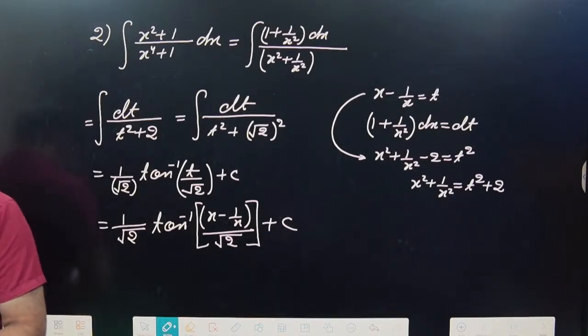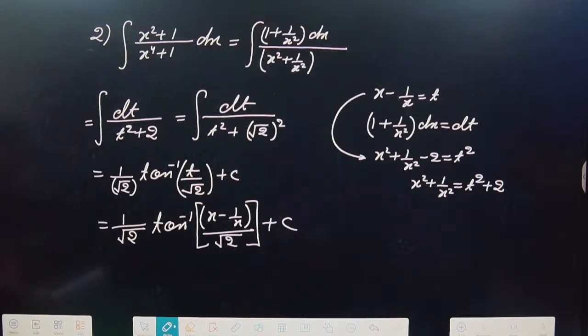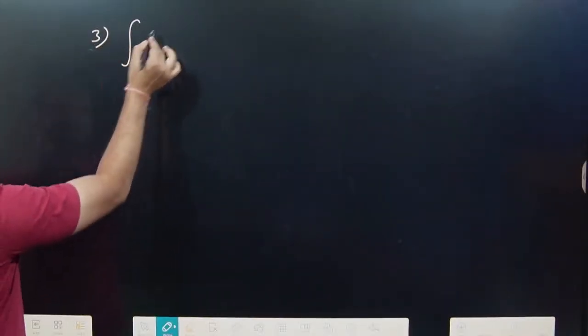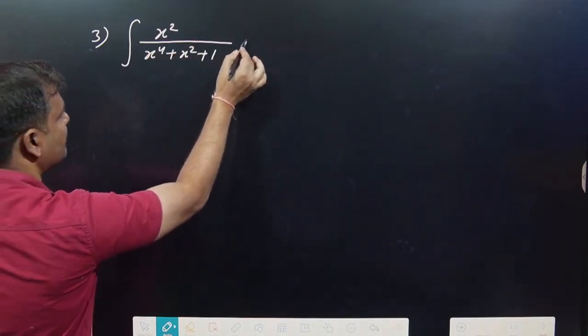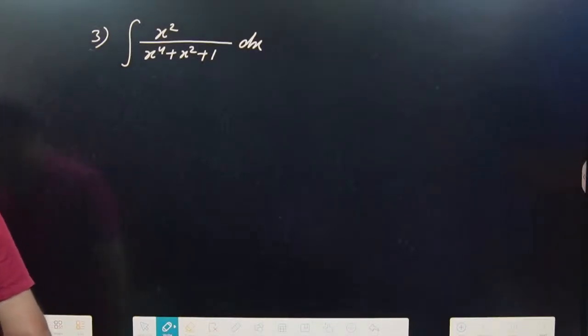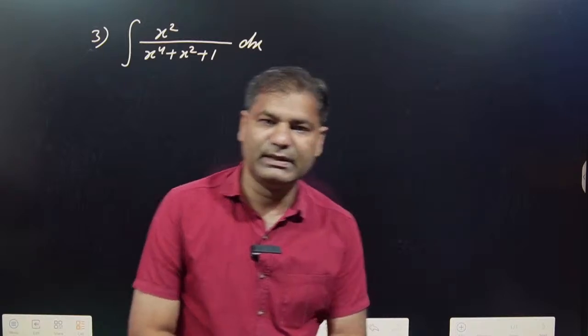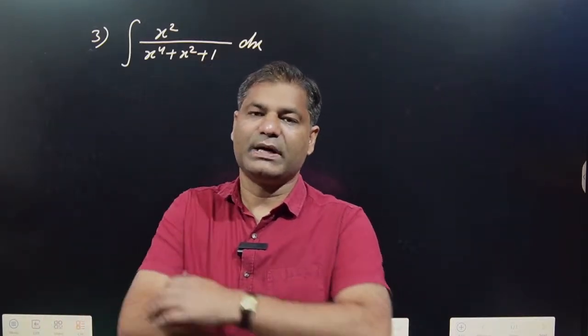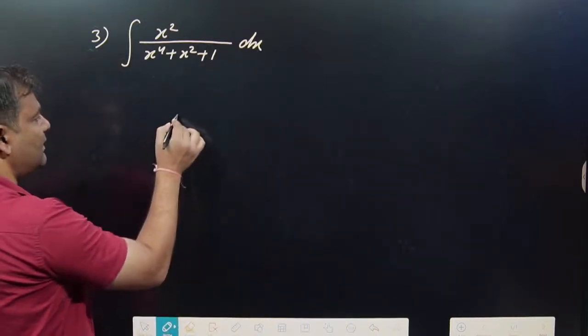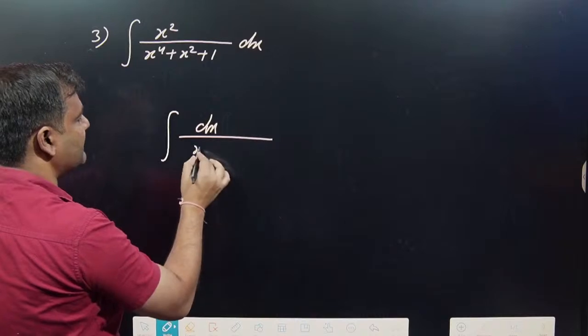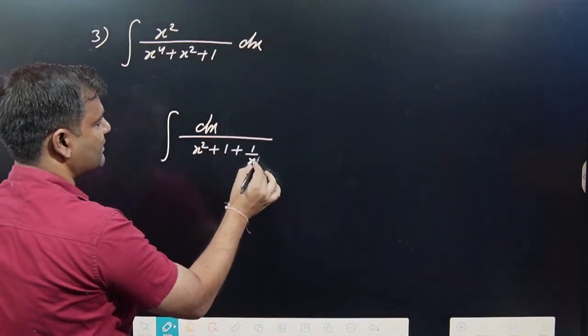Now I will take another problem. Question number 3: the integration of x square divided by (x to the power 4 plus x square plus 1) into dx. How can we solve this type of problem? Simply, if you divide the numerator and denominator by x square, then you get dx divided by x square plus 1 upon x square.